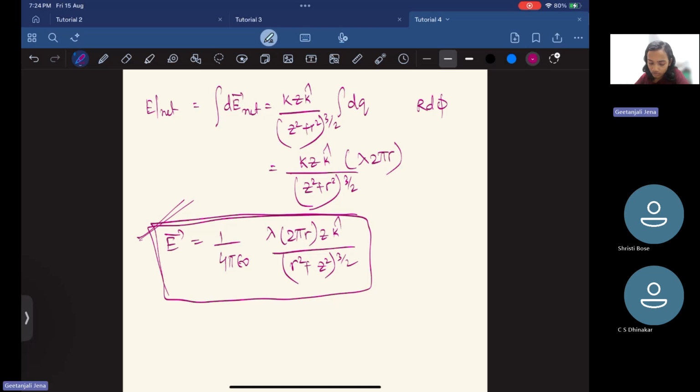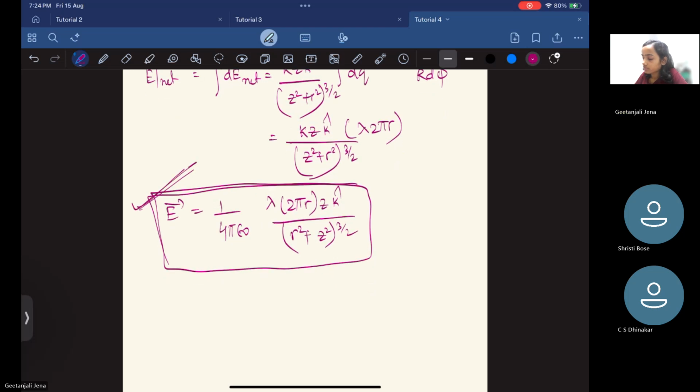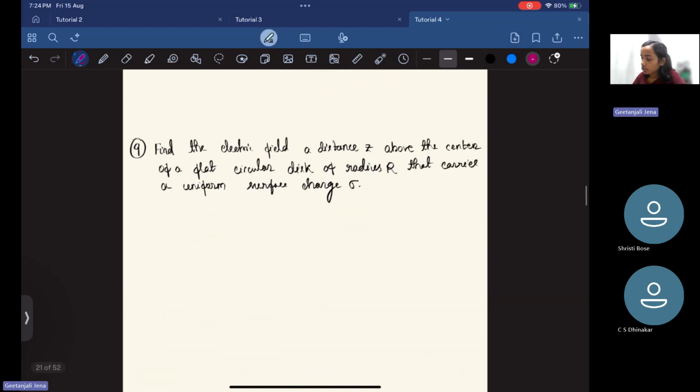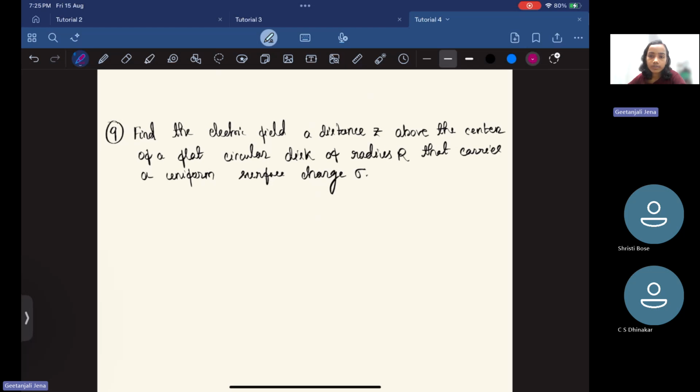Is the problem clear to you? Okay. So let us move to our next problem. It is similar to what we have seen in question number 8, but instead of a ring, now we have a disk here. We need the field at a distance z above the center of a flat circular disk of radius R, and it has a uniform surface charge density of sigma.